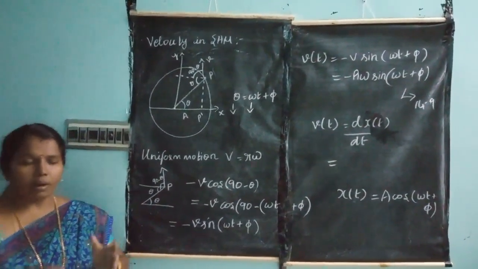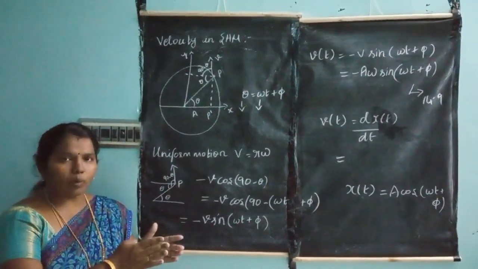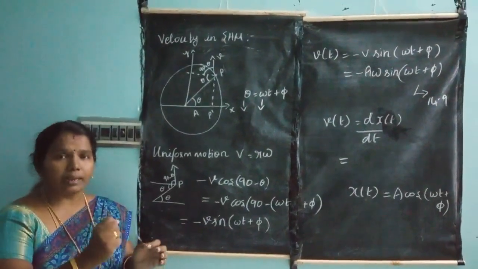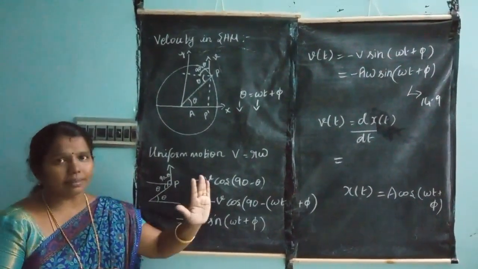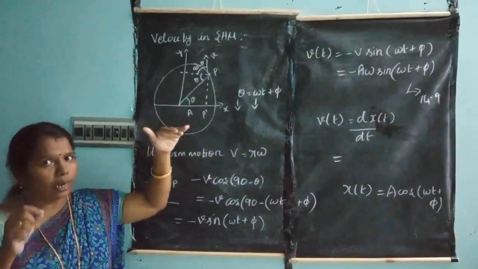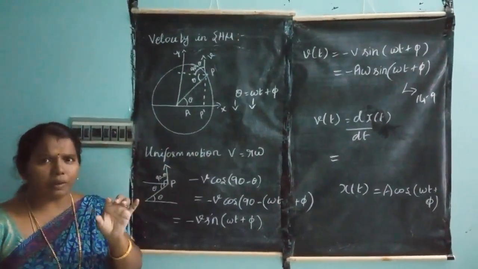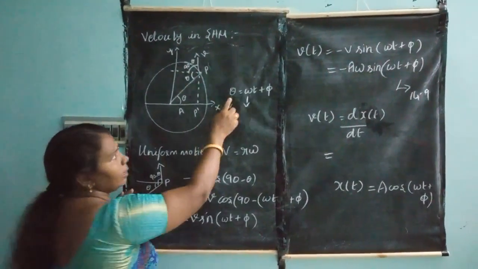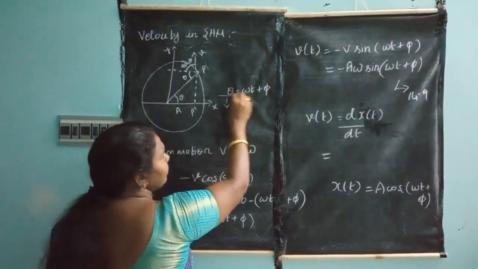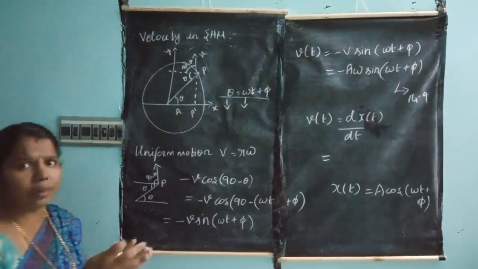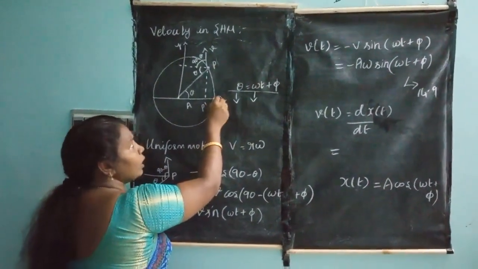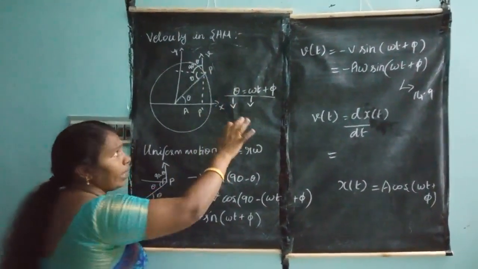In the first class I discussed what simple harmonic motion is, its examples, and the displacements. How do you write the displacement? In the x-axis, A cos(omega t plus phi), and in the y-axis, A sin(omega t plus phi). So what is omega t plus phi? Theta is the angular position and omega is the angular velocity. This is the position, this is the displacement, when the particle moves from time t equals 0 to some particular point.